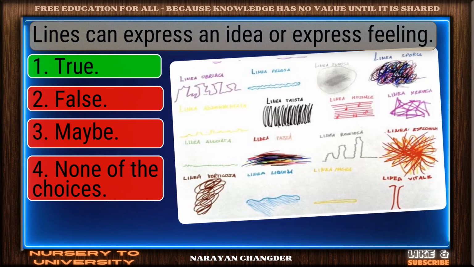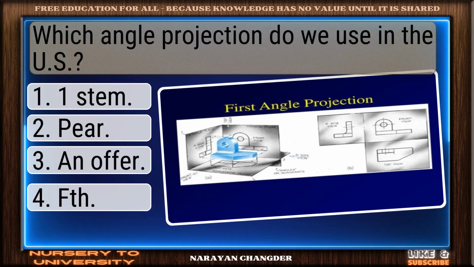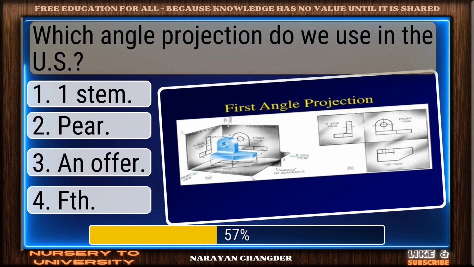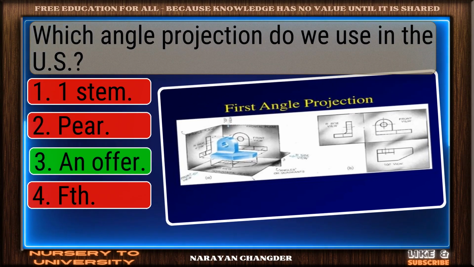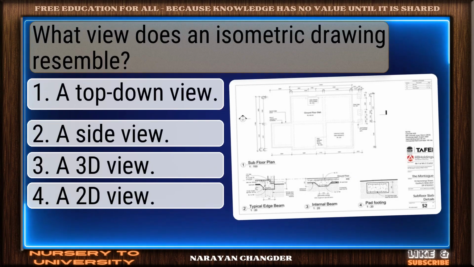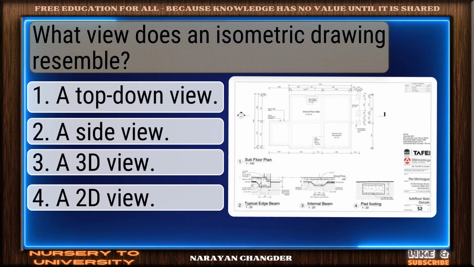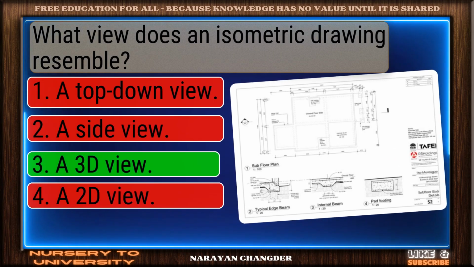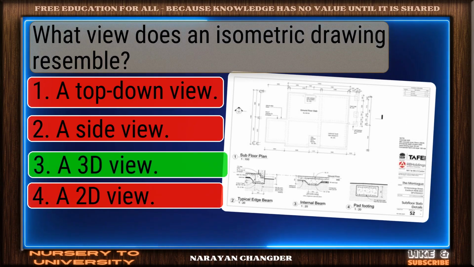Great job. True is accurate. Which angle projection do we use in the US? Bravo. An offer is the answer. What view does an isometric drawing resemble? Clear logic. A 3D view is sound.